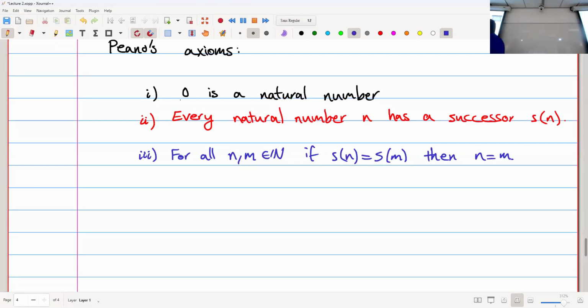Basically, successor is a one-to-one function. That's what that means. But again, we haven't defined functions yet, so we will define that at some point. Now, we need one more axiom. Well, actually, we need 2 more axioms, but the next one is kind of surprising.